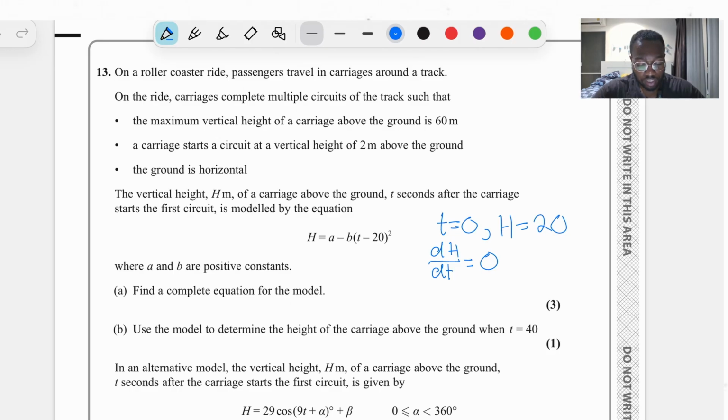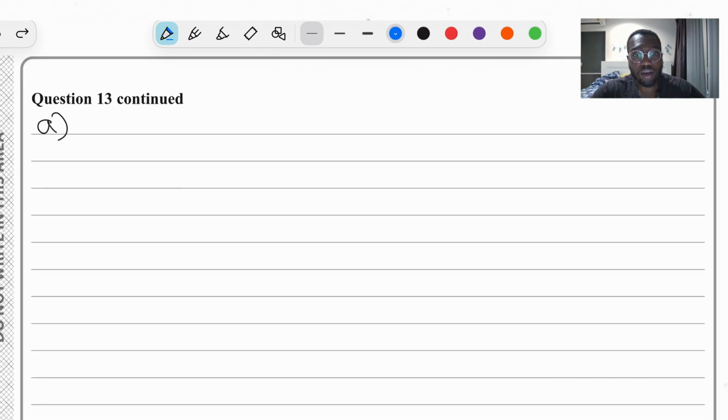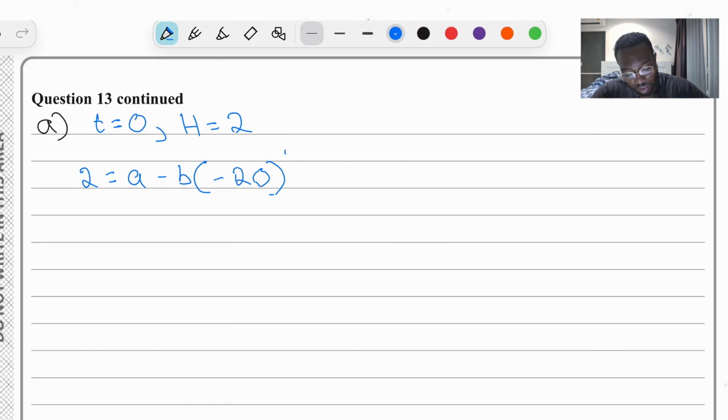So first things first, let's work out our a value first. We know that t is 0 and h is equal to 2. Therefore, we can put that into the equation we've been given. So that will be 2 is equal to a minus b, and then that would be (0 minus 20) squared. So we get a minus b times (minus 20) squared.